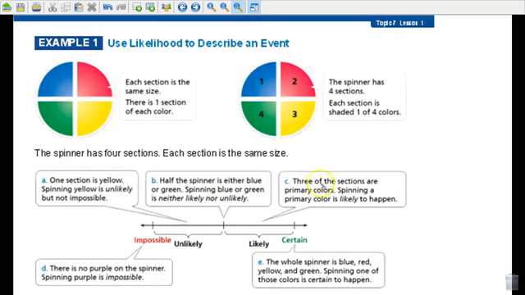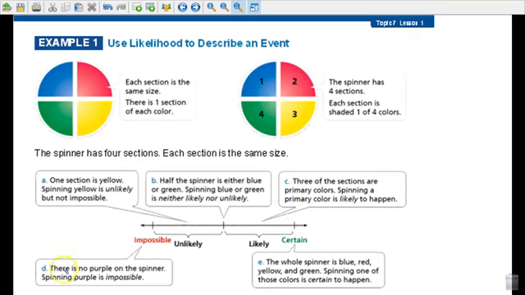Letter C, 3 of the sections are primary colors. So we've got blue, red, and yellow. So that's 3/4. So spinning a primary color is likely to happen. Okay? So we have 5 options. Impossible, and then from impossible to halfway is unlikely. Halfway to certain is likely, and then if there's a certain, there's a certain.